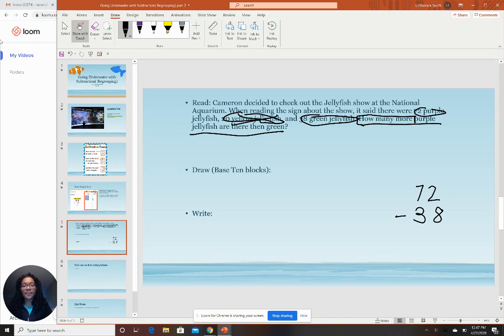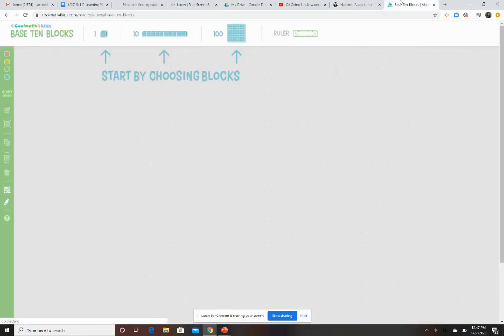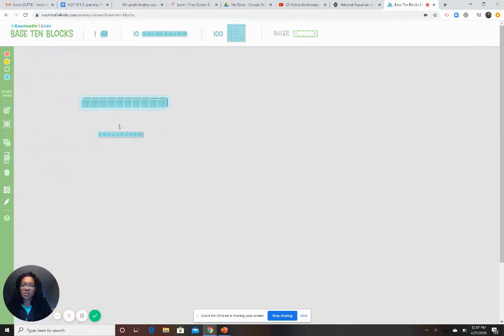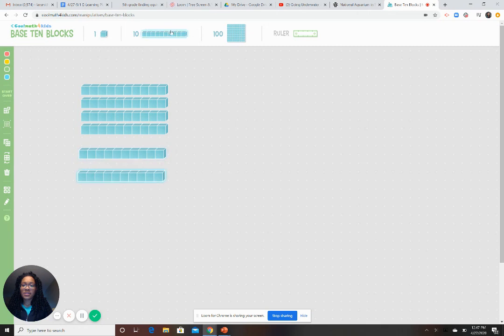So we're going to go to our base 10 blocks and we're going to count out 72. Okay, so we're going to go by tens. 10, 20, 30, 40, 50, 60, 70, 71, 72.